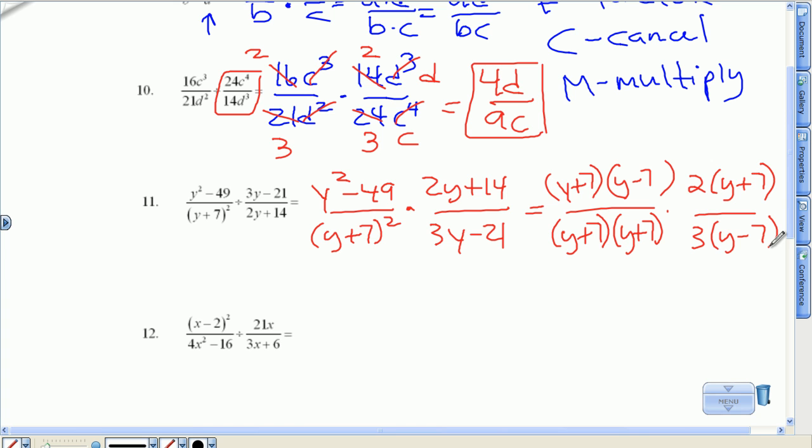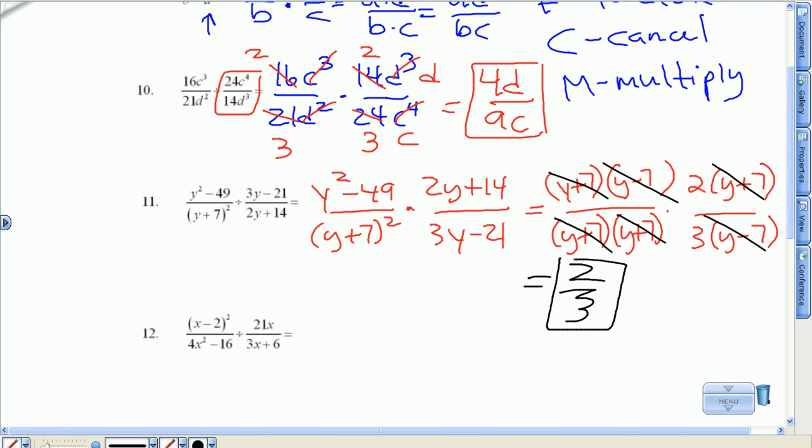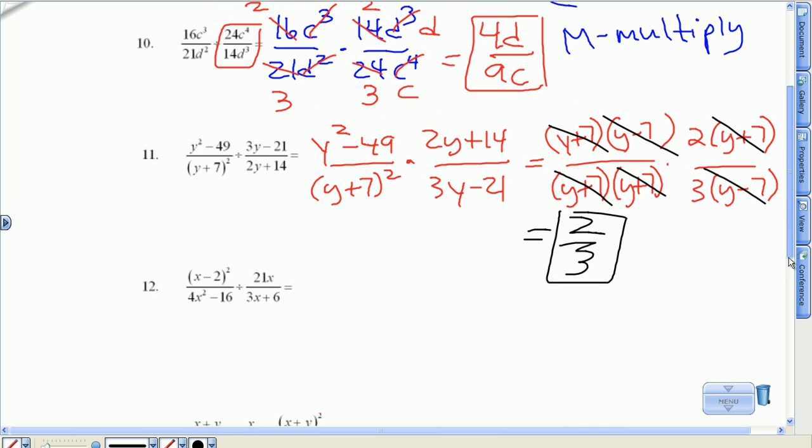Great. Let's cancel some things out of the top and bottom. This is the fun part. If you factor and do a nice job with your factoring, you can usually cancel out a lot of stuff. Y plus 7 cancels out of the top and bottom. And y minus 7. Anyways, 2/3 is the final solution. That's the only thing that's left standing at the end of all those cancelings. And that problem is done. 2/3.